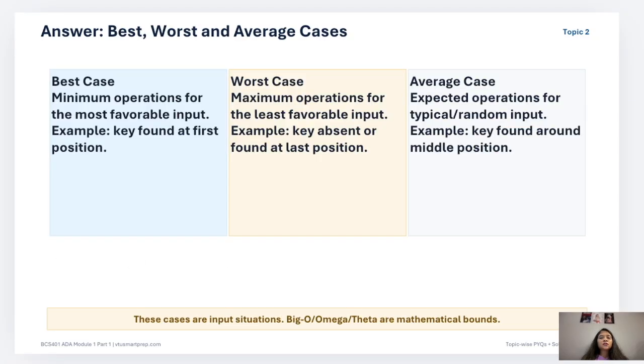Next, moving on to the next slide. Here we have best, worst and average case. So now let us understand what is best case, worst case and average case. Best case means the minimum number of operations required for the most favorable input.